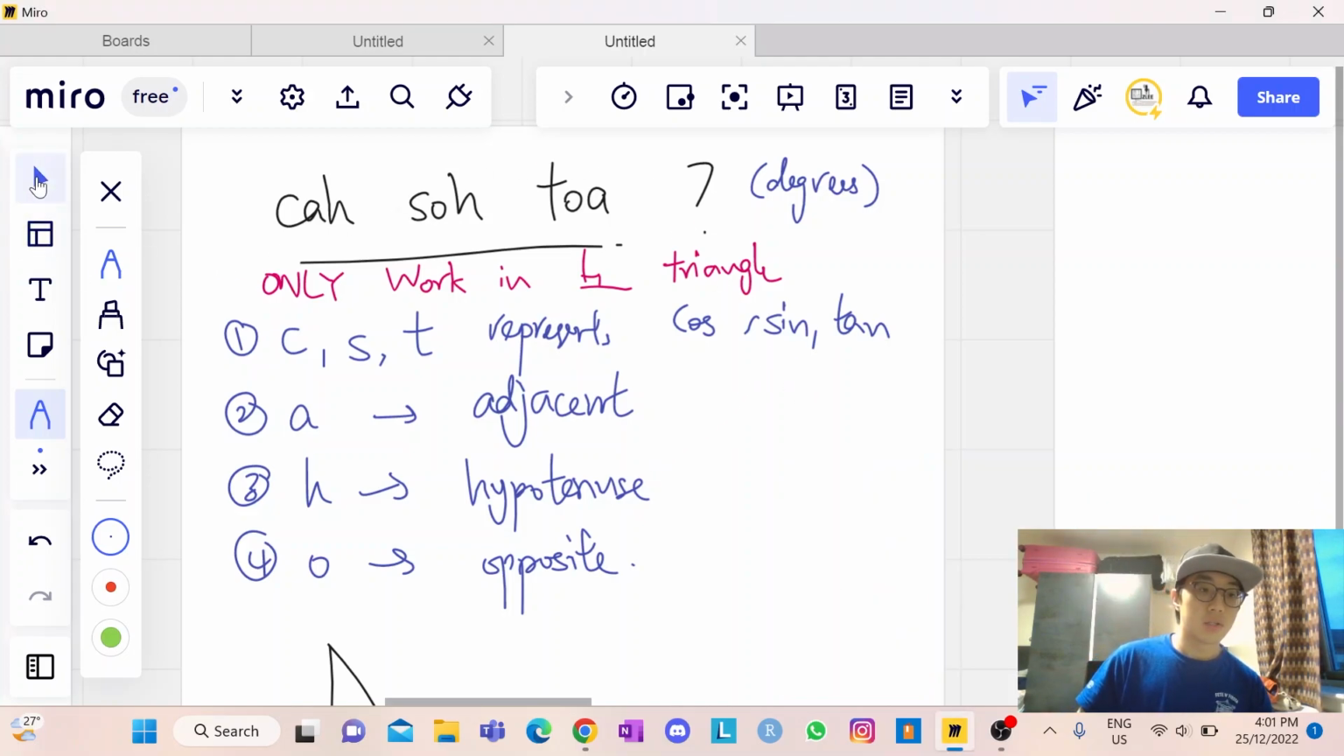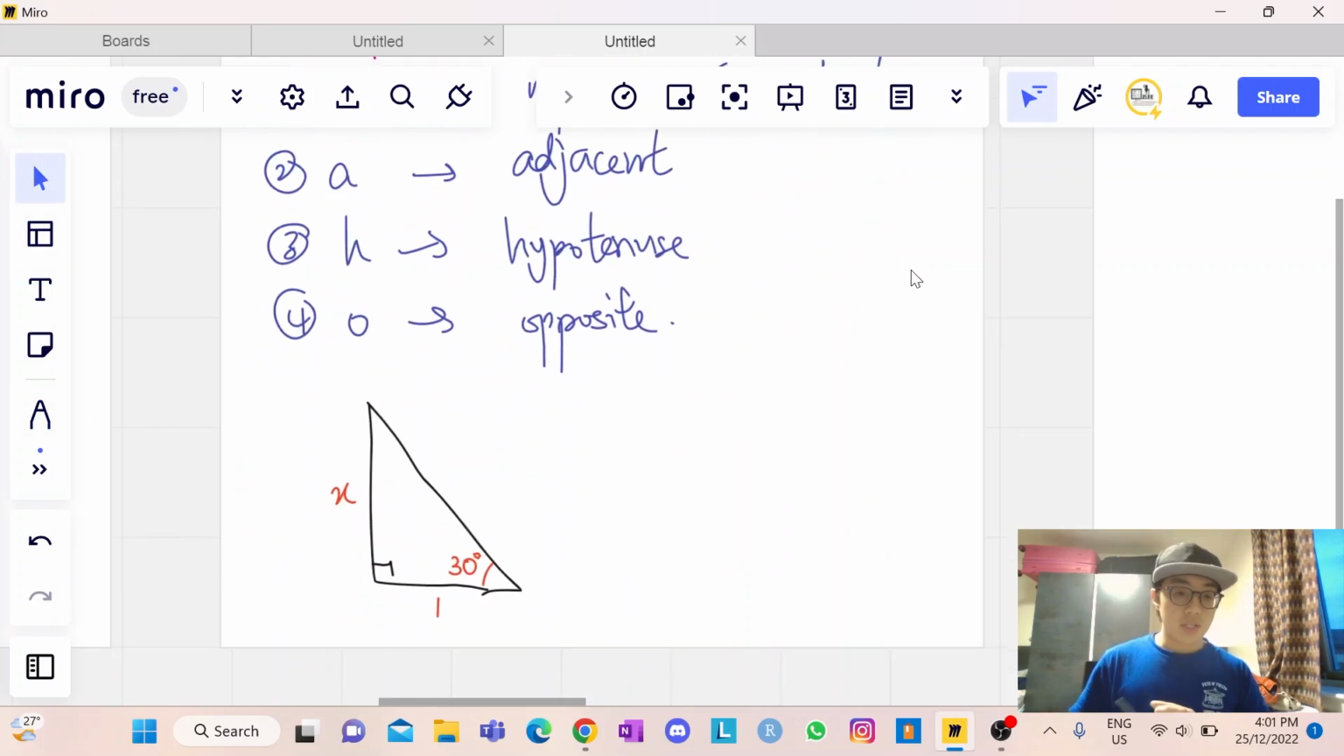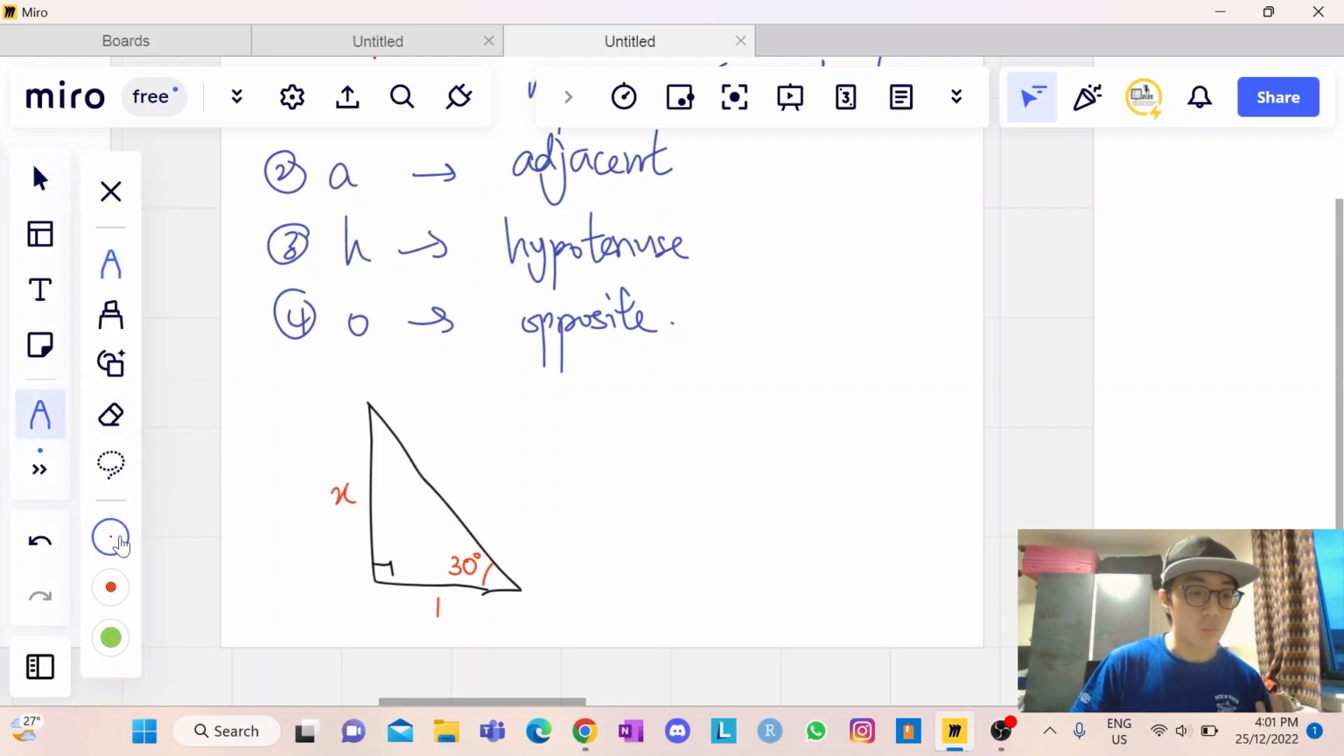Okay, great. So it always works in degrees. So this is the degree right here. You need to see what is the given information and which information you want to look for. For example, if your angle is right here, then the longer side is always the hypotenuse. The one opposite of your angle is always the opposite, and the last one, the one right beside your angle that is not the hypotenuse, will be the adjacent.